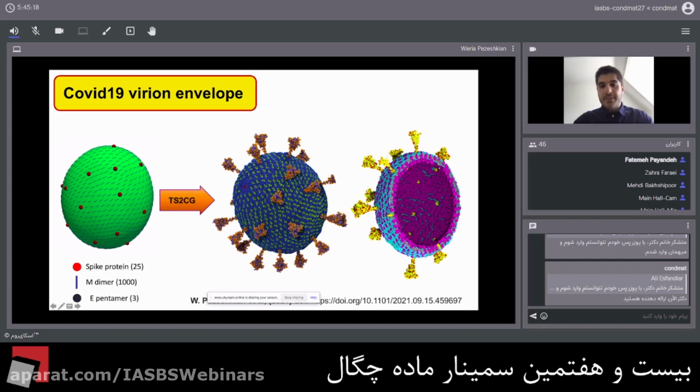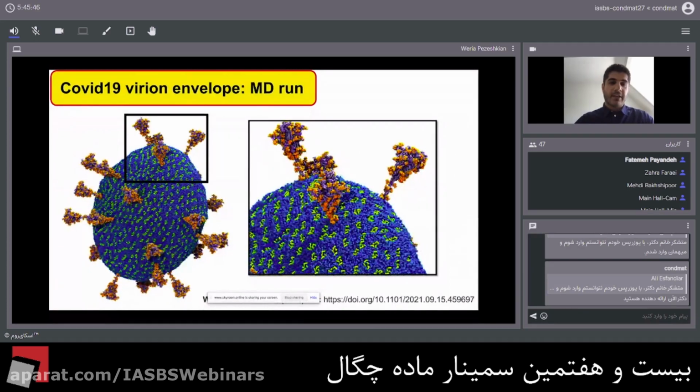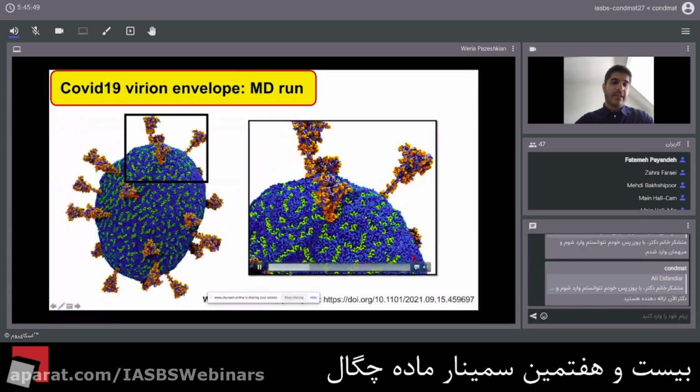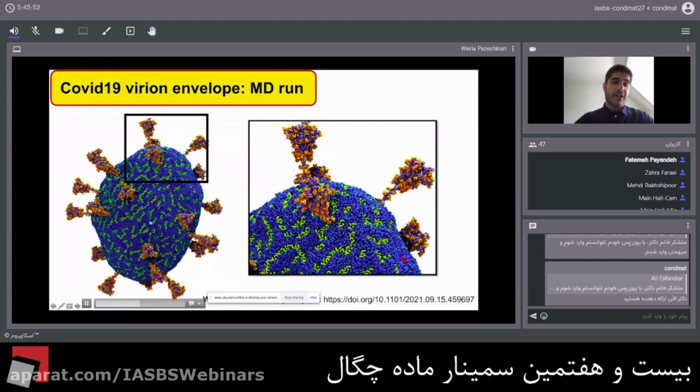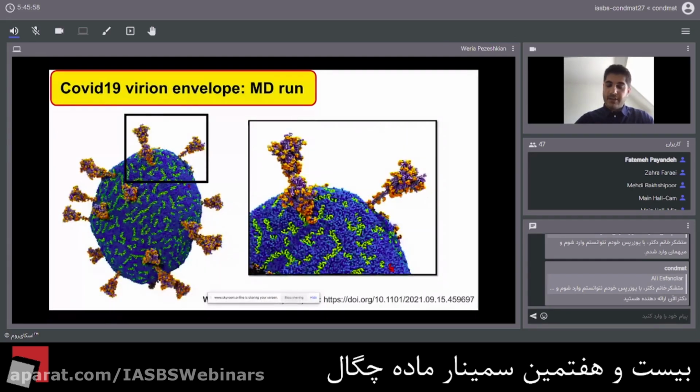Then we back-mapped it into a near-atomistic resolution simulation, which is a very complex system. Solvent is also present here; I just removed it for clarity. You can see the internal part is highly covered by protein, and it is numerically very difficult to build such a structure because they are often unstable. We built this and ran a molecular dynamics simulation, so we could get a realistic organization of the envelope of the COVID-19 virus.